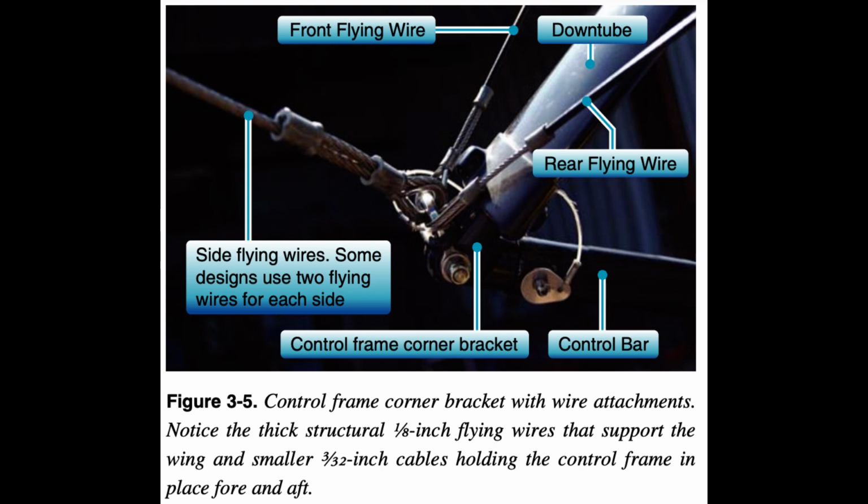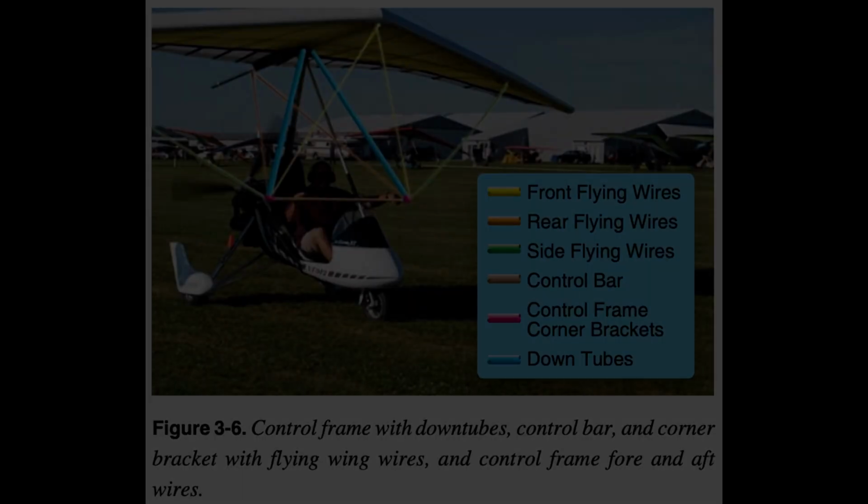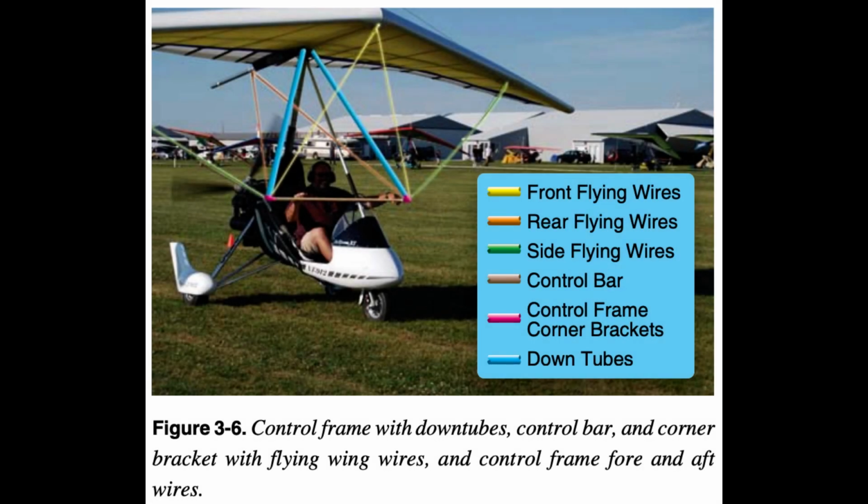Control frame corner brackets at the bottom of the down tubes provide the wing structural attachments for the flying cables or struts that attach to each leading edge/crossbar junction, and secure the control bar fore and aft to the wing with the front and back wires attached to nose plates in the aft section of the keel. Figures 3-5 and 3-6. End of page 3-4.